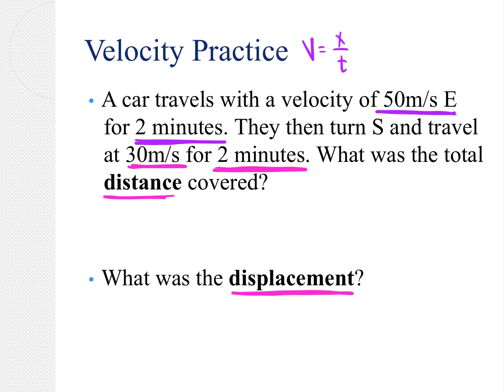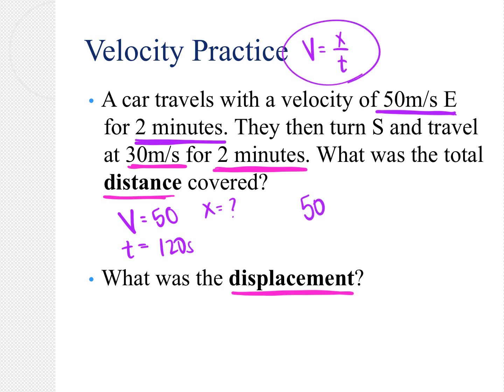So we're given our velocity is 50. We're given our time at 2 minutes. So how many seconds is that? 120 seconds, and we don't know our displacement or the number of meters we went during this segment. So we're going to plug that into the velocity equation and solve it. So 50 is equal to x over 120 seconds. So how could I get x by itself in the numerator here? How can I solve for x?